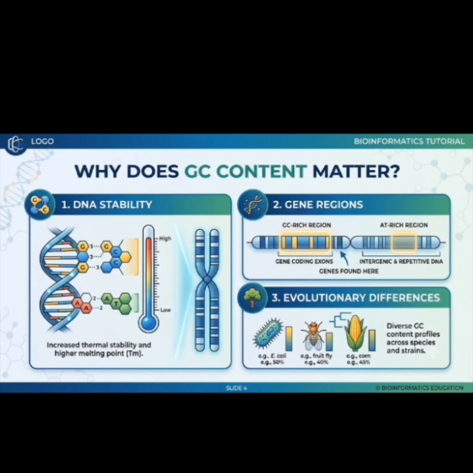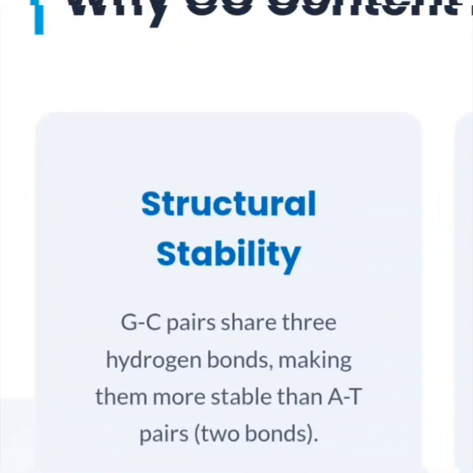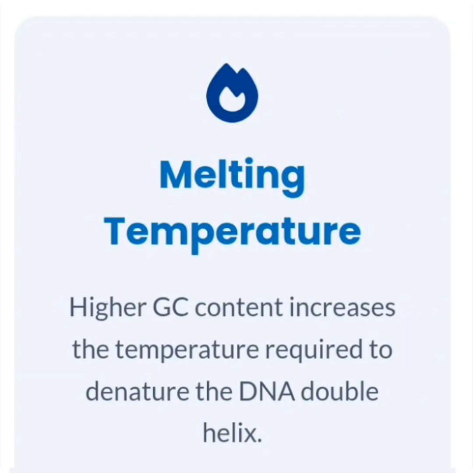Closely related organisms tend to have similar GC content, while organisms that are not related tend to have dissimilar GC content. So GC content determines structural stability because the hydrogen bond between the GC is 3 pairs, while the hydrogen bond between the AT is 2 hydrogen bonds. The GC content also determines the melting temperature. Higher GC content increases the temperature required to denature the DNA double helix.